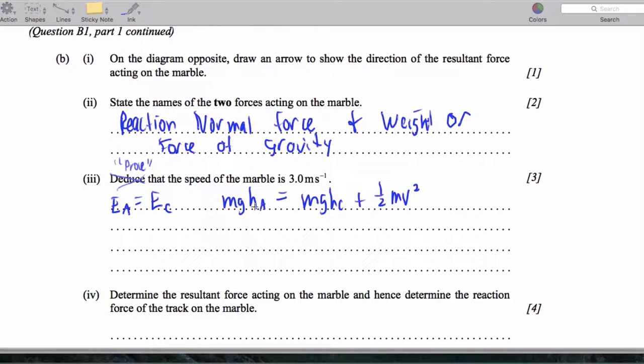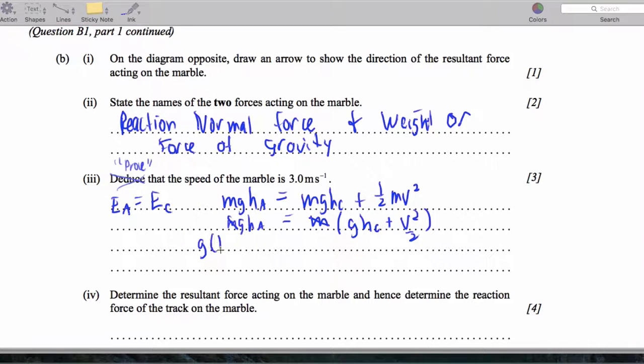So let's go ahead and do this. So I'm going to cancel some things that could be canceled. I want to be careful about this. So I have mgh at A equals m, and I factor it out, gh at C plus v squared over 2, and that's why I'm able to cancel this. If you cannot factor out m from everything, you can't cancel it. I see a lot of careless algebra around that.